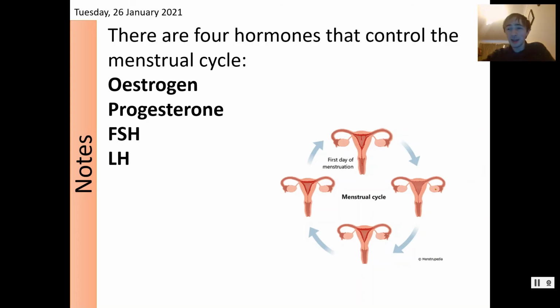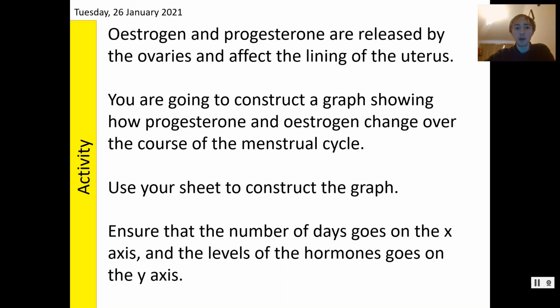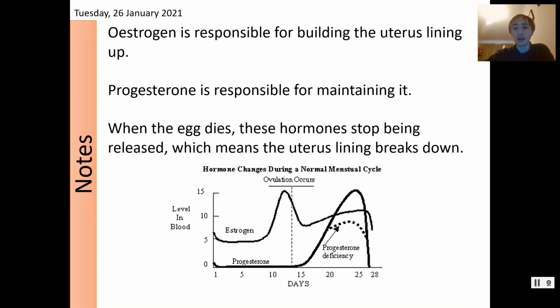Let's touch on estrogen and progesterone first. You've definitely heard of estrogen before, we talked about it earlier. It's what controls puberty in women. Progesterone you probably haven't come across before. Now, estrogen and progesterone are both released by the ovaries and also by the egg when it's been released. So, estrogen is responsible for building the uterus lining up.